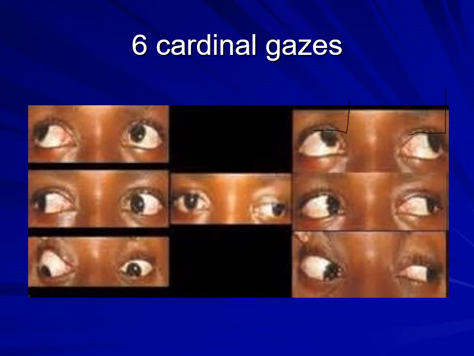So the best position of examination of the superior rectus is elevation of the abducted eye, and for the inferior rectus is depression of the abducted eye, and for the inferior oblique is elevation of the adducted eye, and for the superior oblique is depression of the adducted eye.